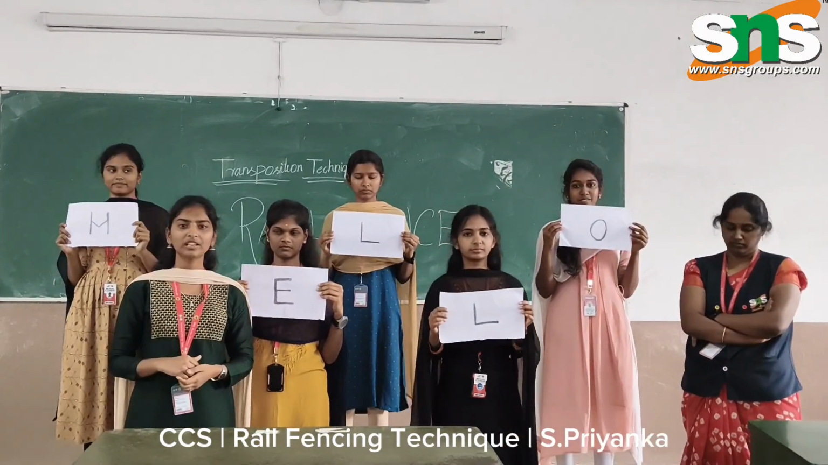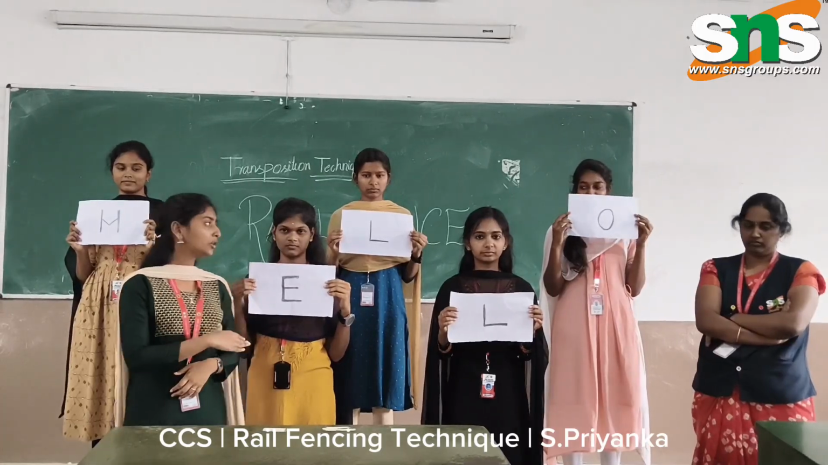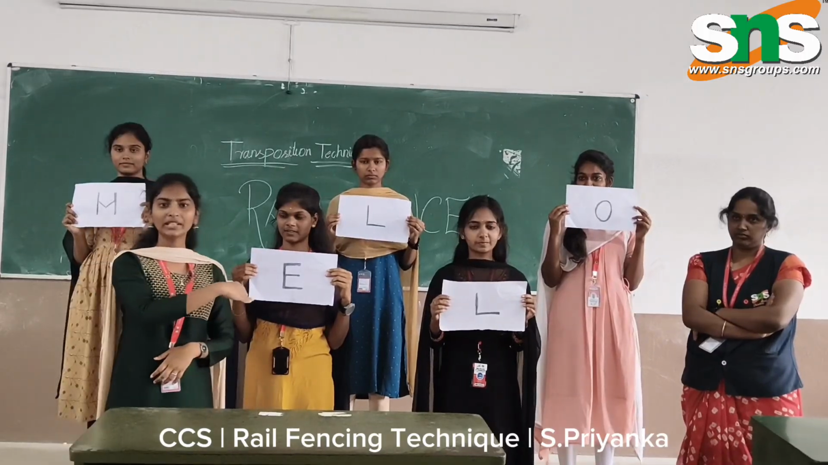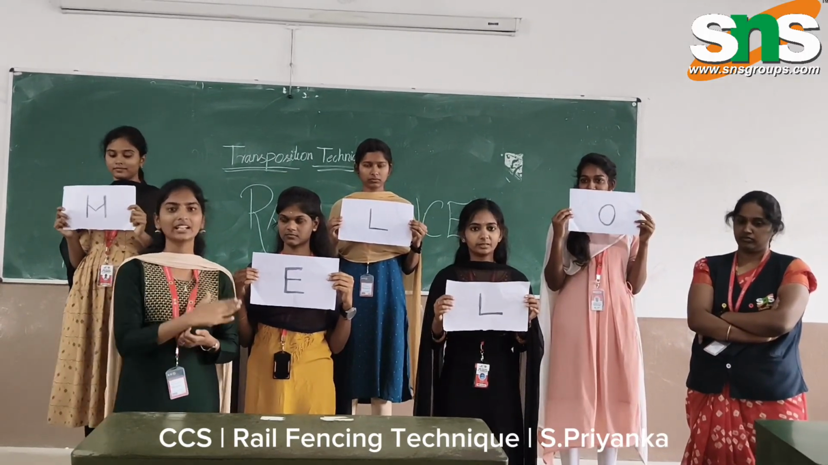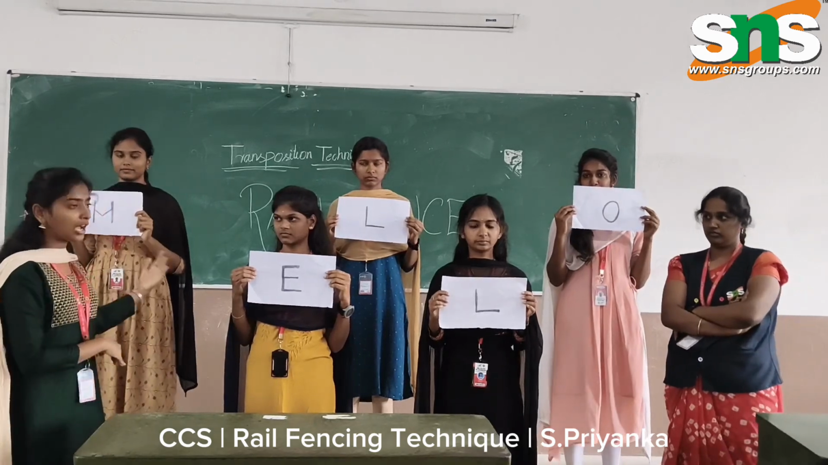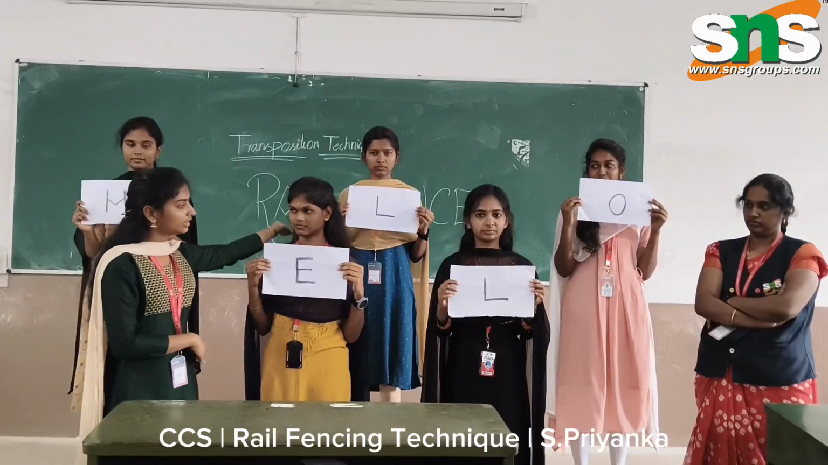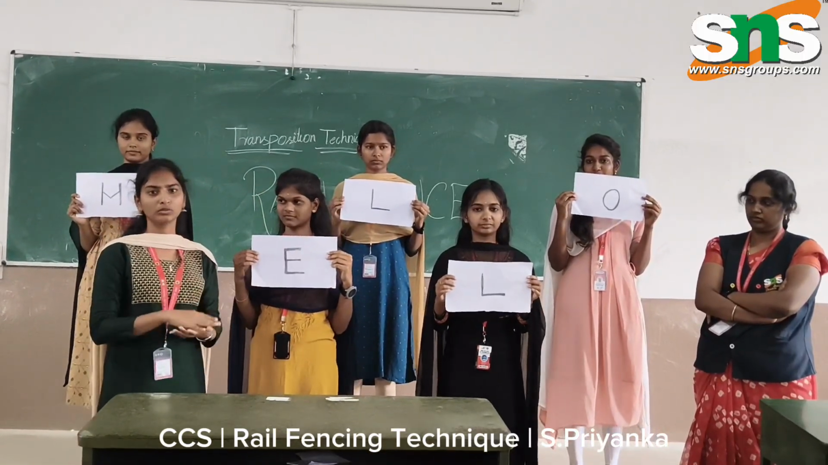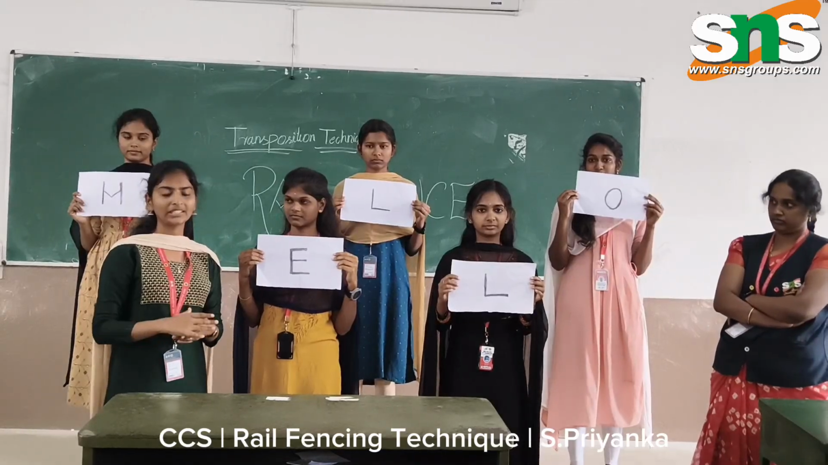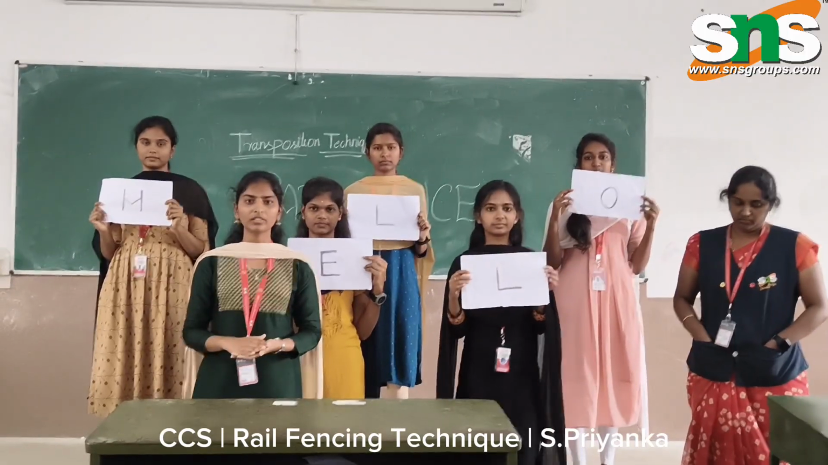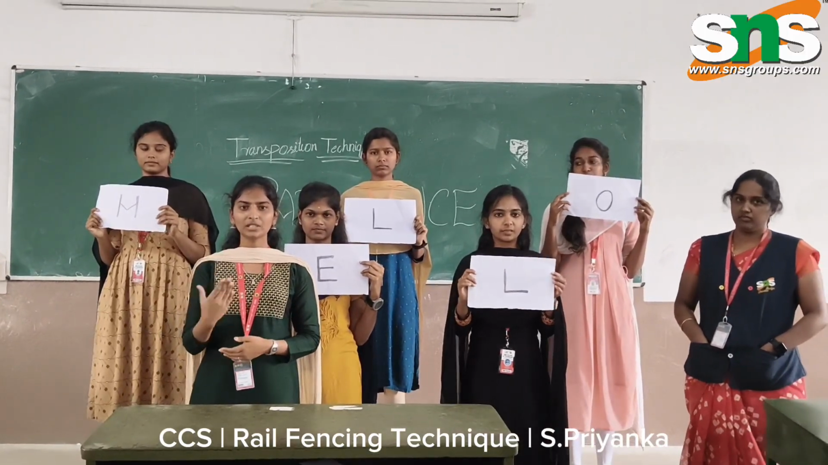For decryption, we write the text row wise, followed by reading the text in zigzag, which means first we read H followed by E, and after that L followed by L, finally O. So this is the decryption for the given plain text hello. So this is the final process of the encryption technique.